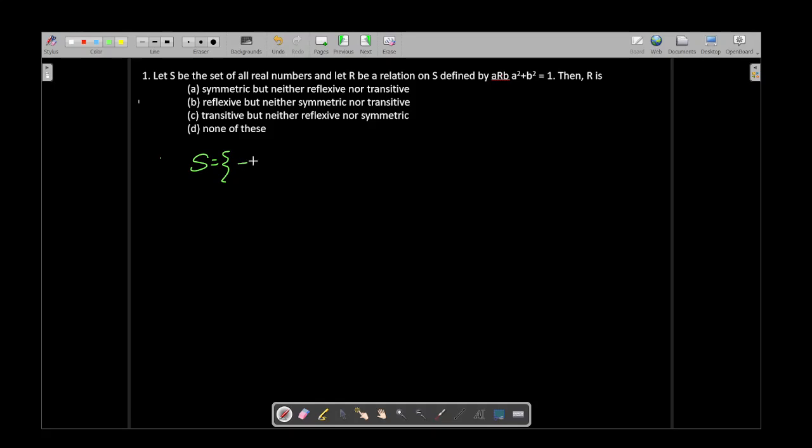Real numbers means it involves all numbers from minus infinity to plus infinity. Like we have whole numbers, fractions, and irrational numbers like root 7 and so on, negative numbers, negative fractions, negative irrational numbers, and so on. All these numbers we have in the set S.